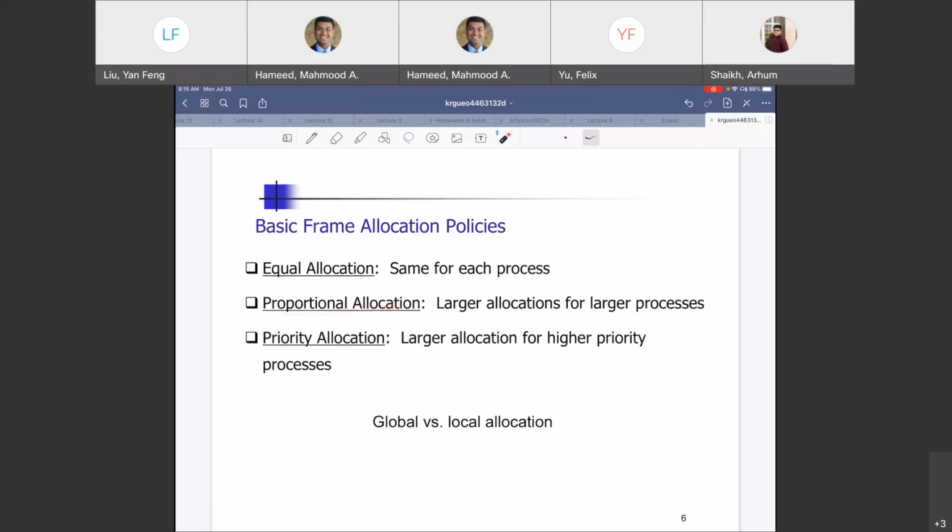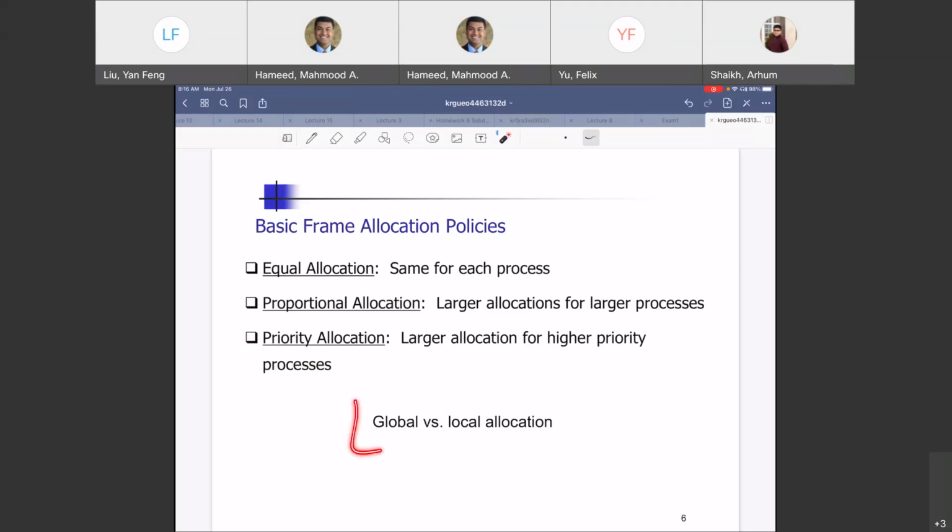Next one is proportional allocation, and this proportional is relevant to the size, right? So a larger process will get a larger allocation. So base this on a weight, computed based on the size of the process. The next one is priority, a larger allocation for a higher priority process. If you base it on size, it is a bit realistic. If you base it on priority, it is a bit realistic. If you combine both of them, base it on both priority as well as size, then it's very realistic.